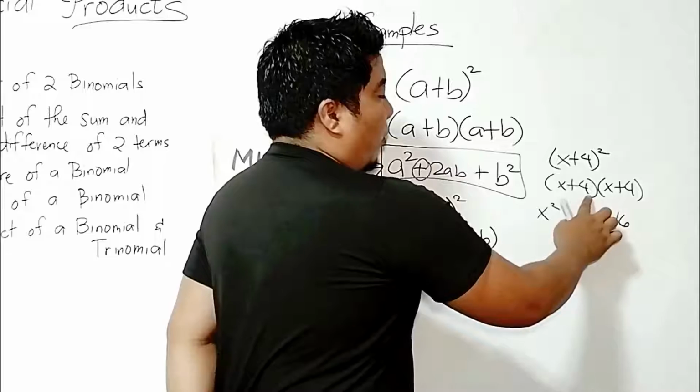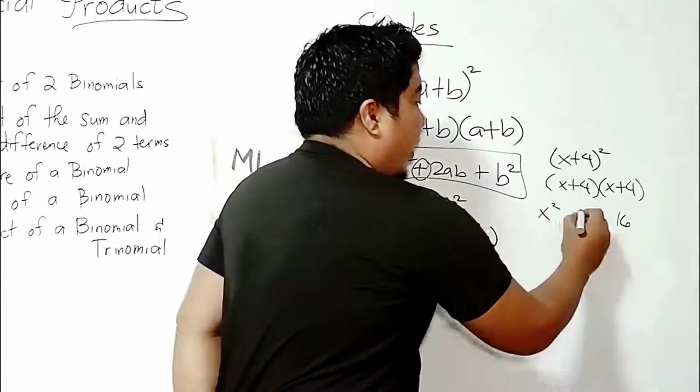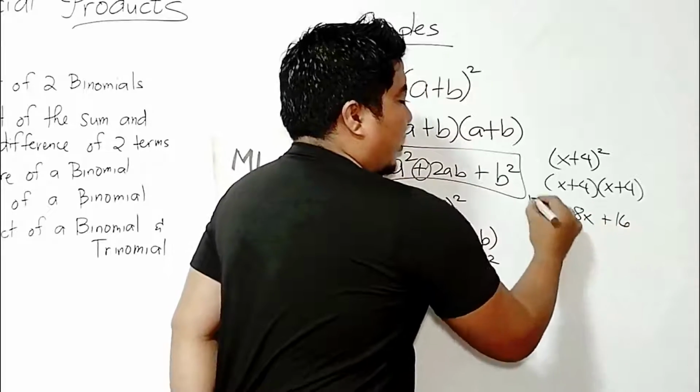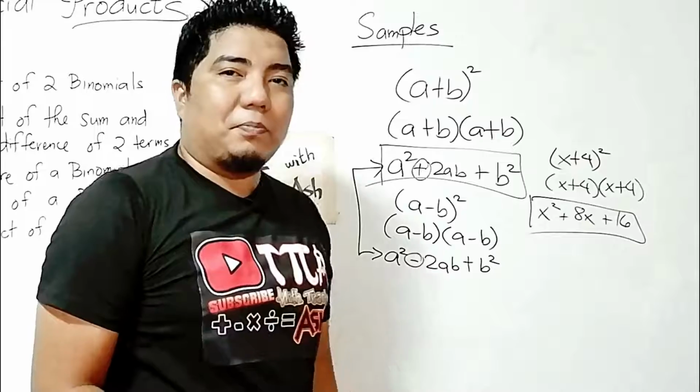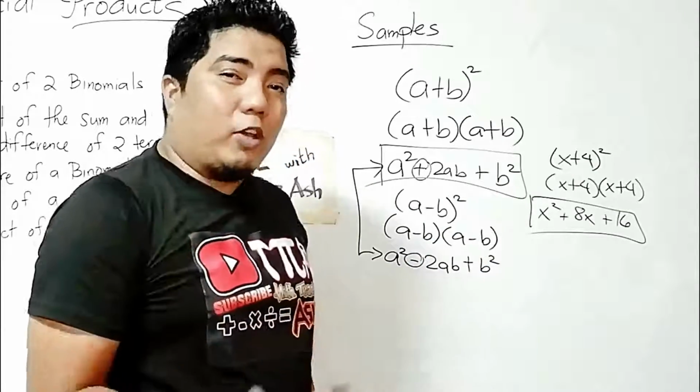So x times 4, that is 4x, then twice of 4x is 8x. And then they are both plus. That will be your final answer. Easy, right? Now, how about if you have a binomial difference?